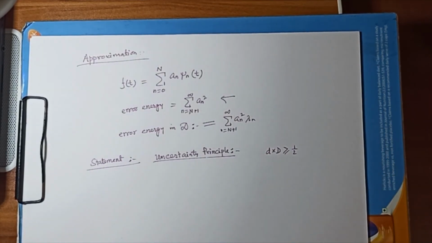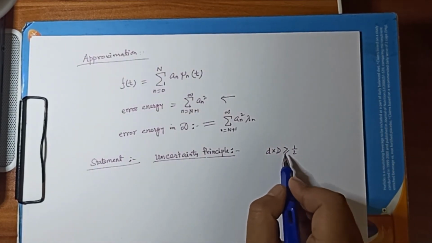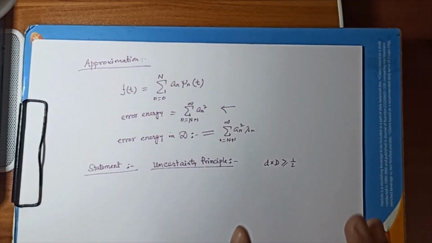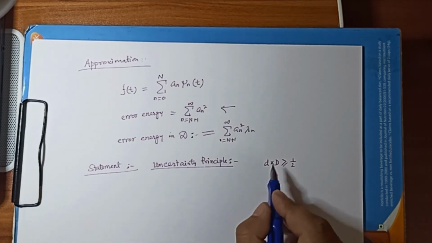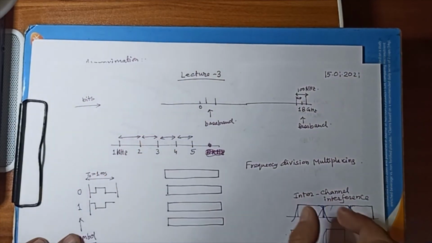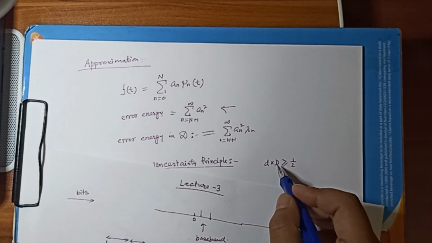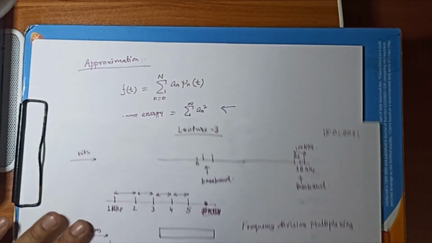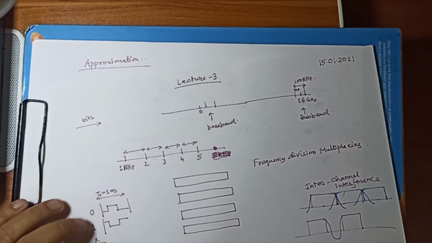But the Prolate spheroidal wave function gives us a tighter bound on the amount of energy which is restricted in that time window and spectral window. So this capital D is somehow related to the bandwidth of that particular channel, and small d is somehow related to the time width of that thing.